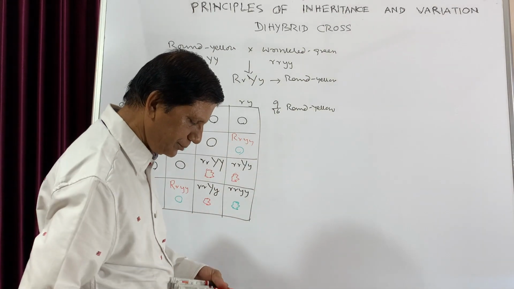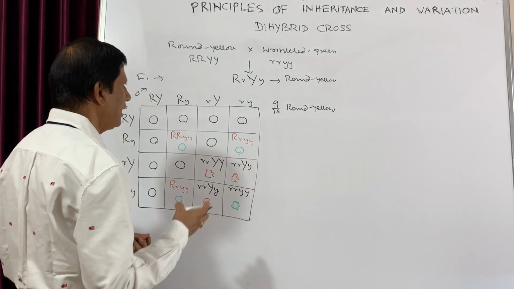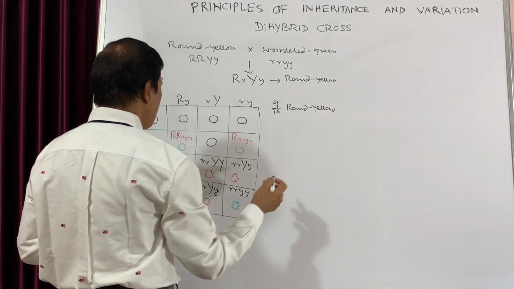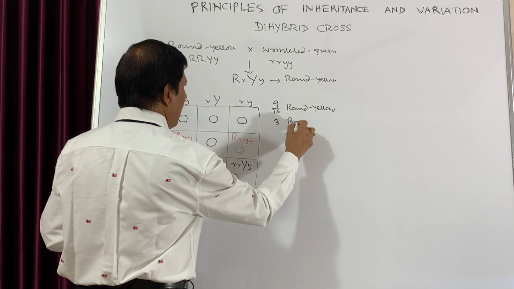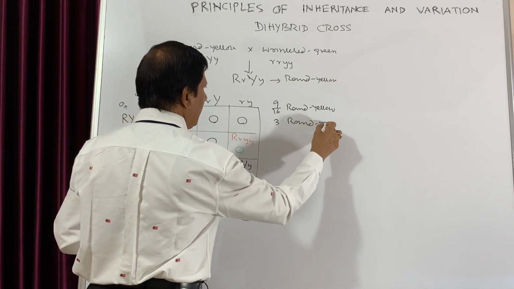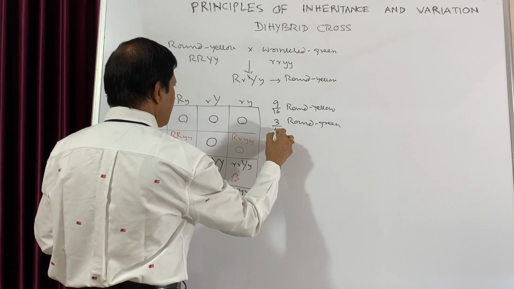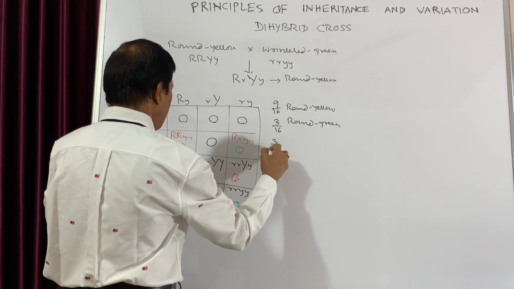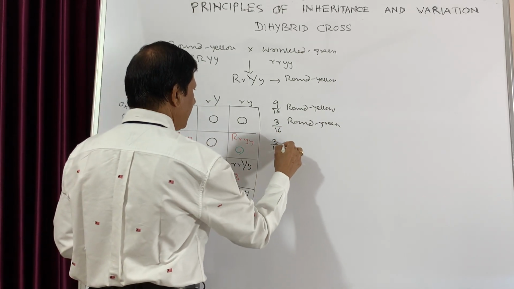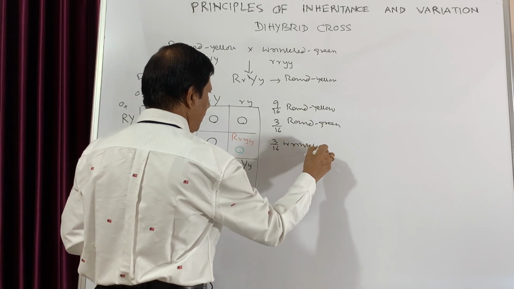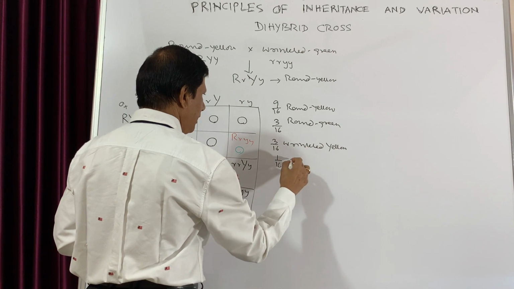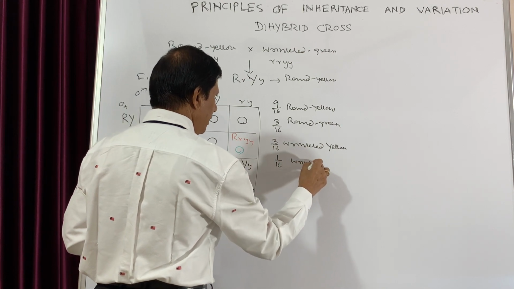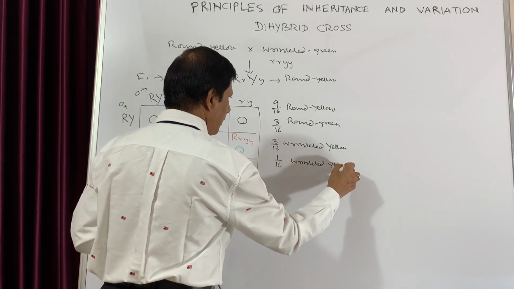Now see, 9 by 16 are round and yellow, and 3 by 16 are round and green in color, then 3 by 16 are wrinkled and yellow, and 1 by 16 is wrinkled and green in color.